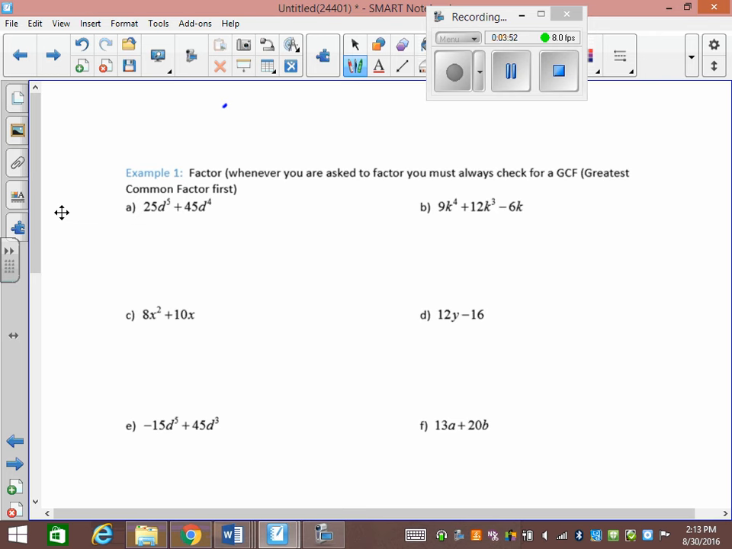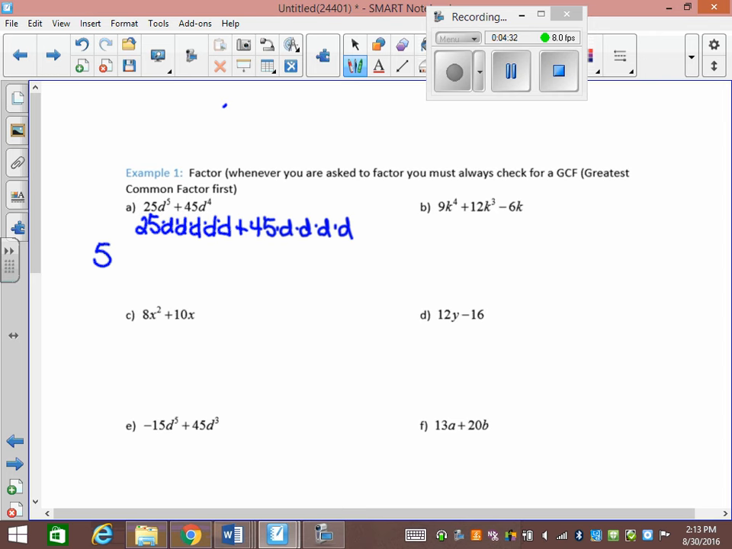We have 25b to the 5 plus 45b to the 4. Okay? We could write it like this: 25, then b, b, b, b, b, we don't multiply. Plus 45, b, b, b, b. We could write it like that, and if that is easier for you, do it that way. Okay? What number can I divide out of 25 and 45? 5. I'm going to leave a 5 out front.